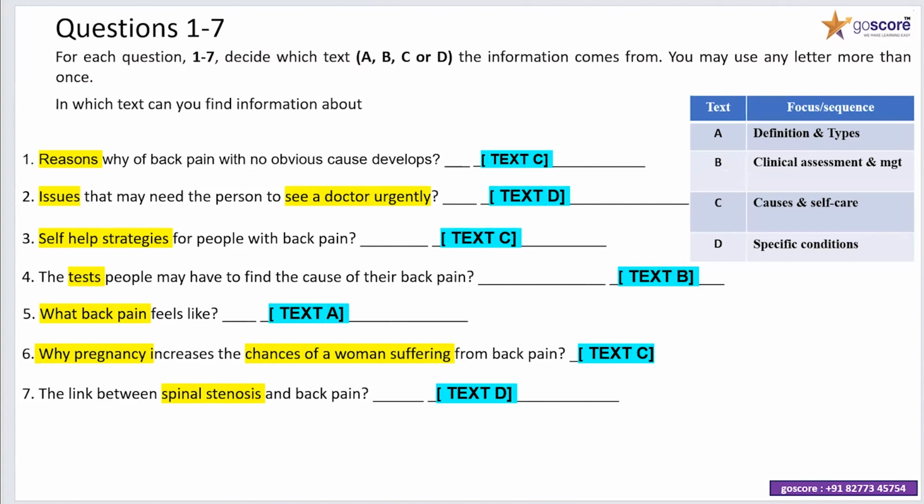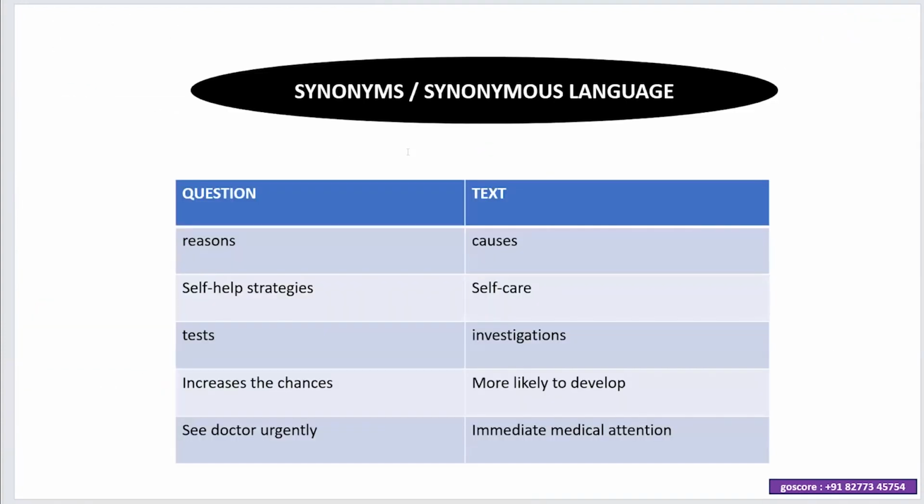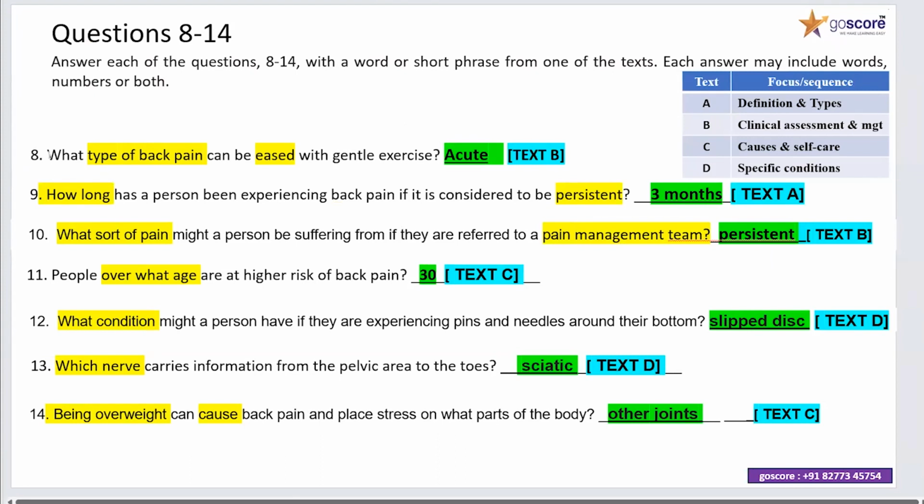So yes, synonyms we have already explained. Hope you are following me. So again, we have questions 8 to 14. You have to write one word or a short phrase, depending on the question, according to what they have mentioned in the text. As we have discussed, once you read the question, you have to understand which text it is from. Then you need to identify the answer.